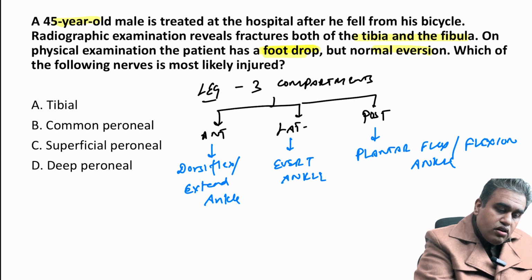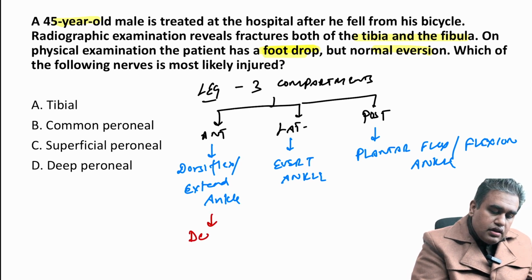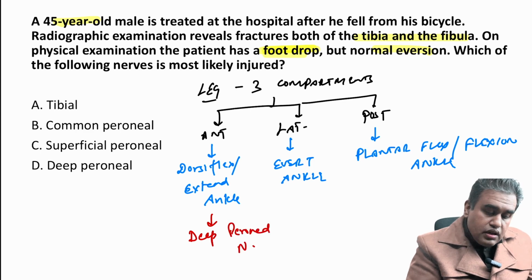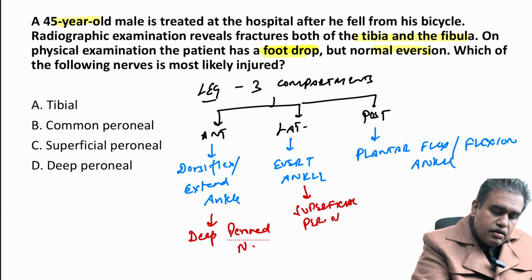The nerve supply of these 3 are as follows. Anterior compartment by the deep peroneal nerve, lateral compartment by the superficial peroneal nerve, and posterior compartment by the tibial nerve.